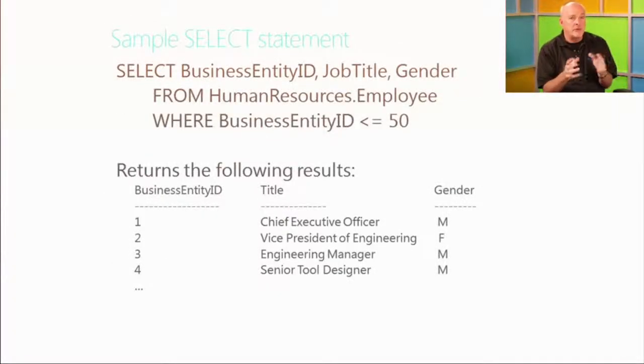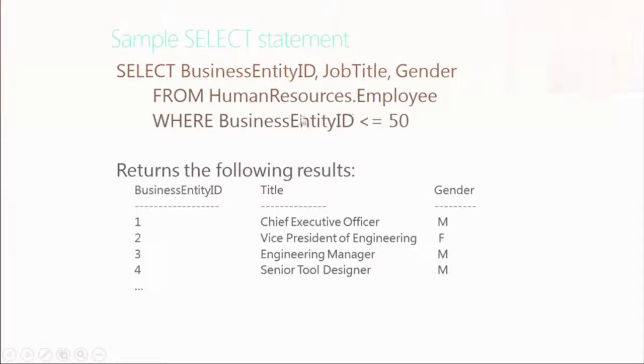This is an example of a still fairly simple select statement, but now we've supplied 3 column names instead of the asterisk. And instead of dumping everything out from the employee table, we said where business entity ID is less than or equal to 50. So we're supplying a where clause that's saying I want to see everything from 1 to 50. And this is what I want to see: I want to see job title, and I want to see gender.